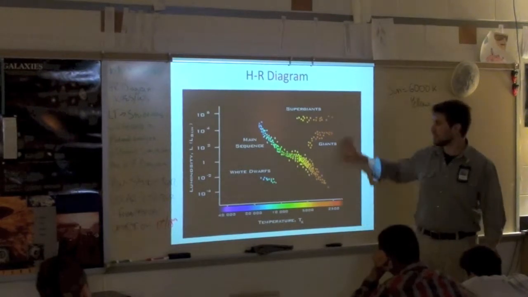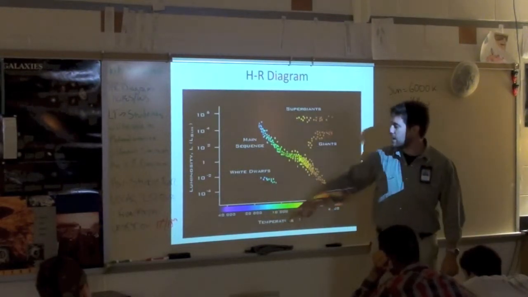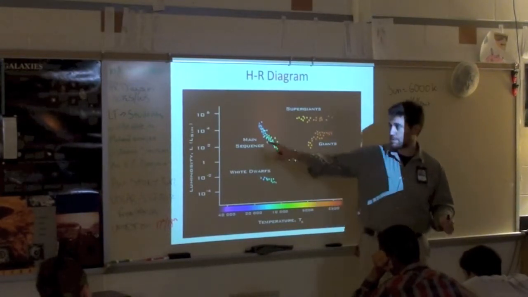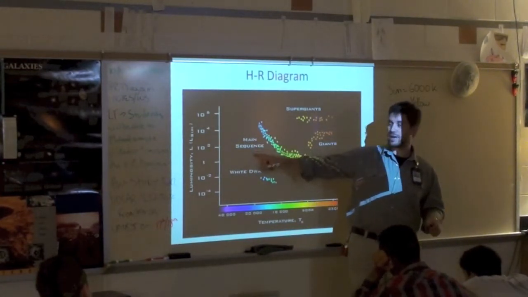Blah blah blah. Okay, this is the HR diagram. Now we find that most stars fall on the main sequence.